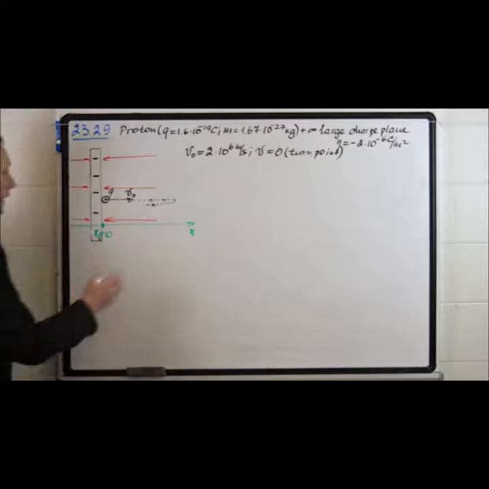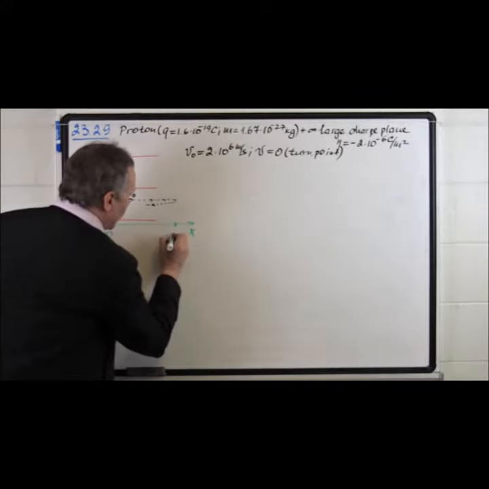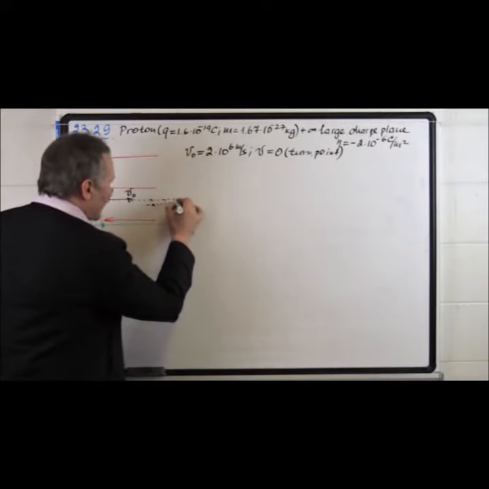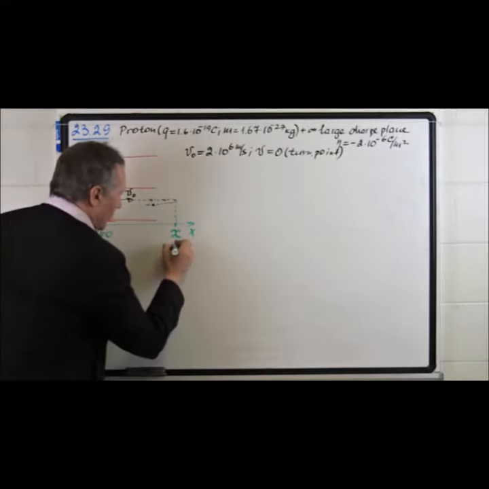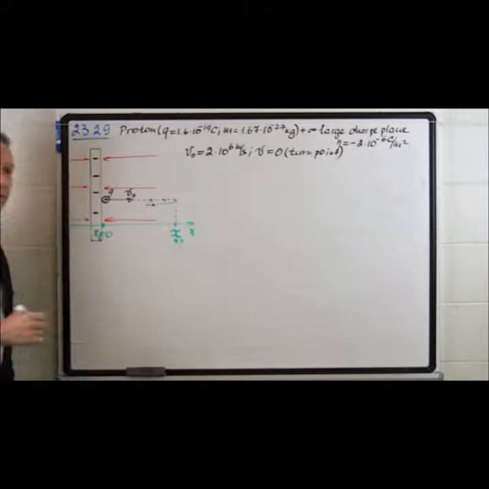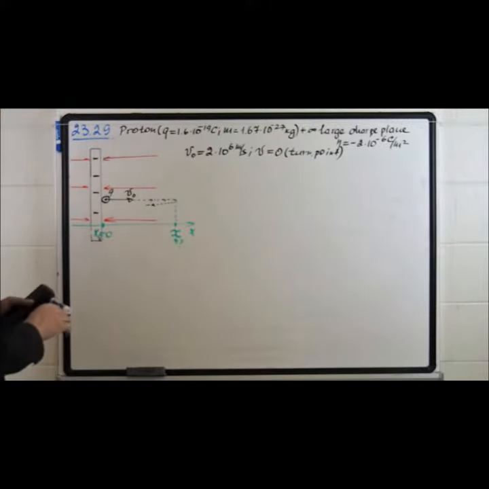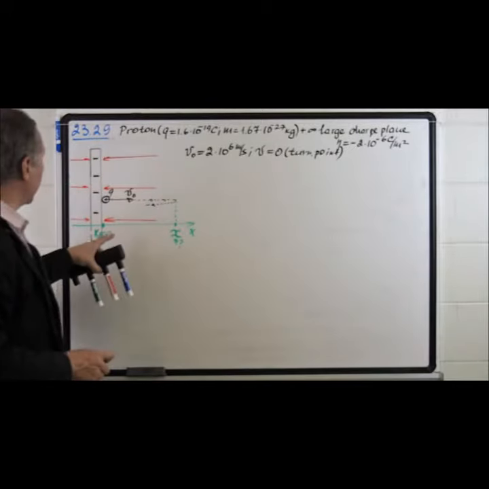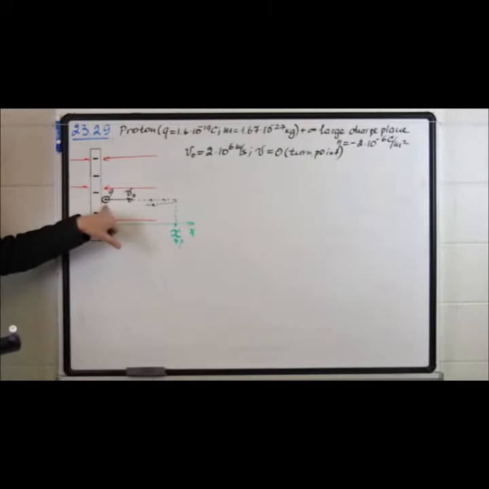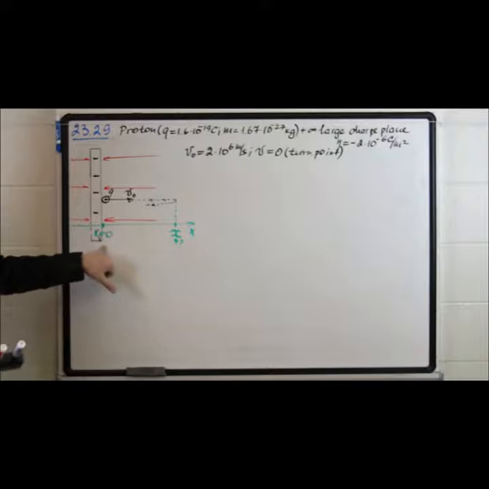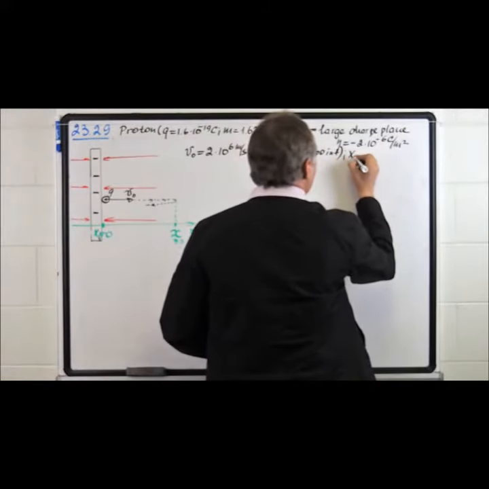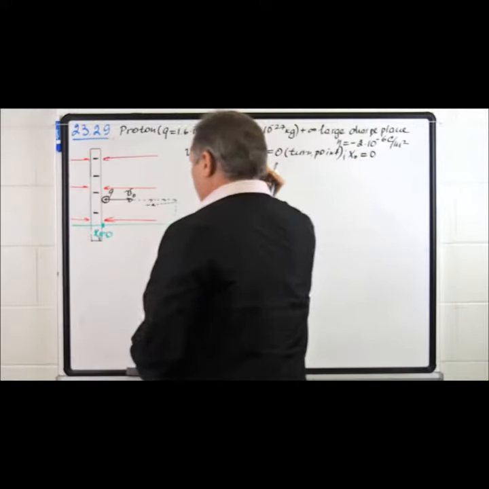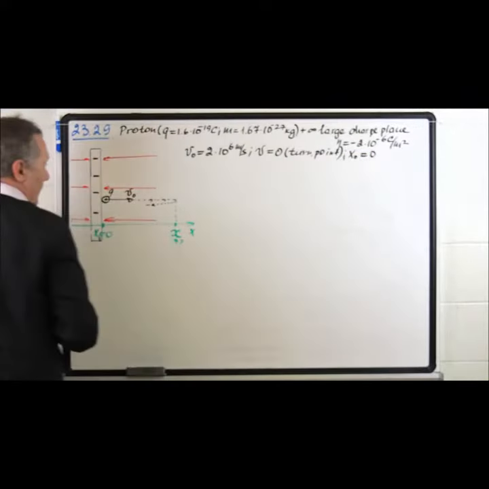And what do we have to find? We need to find this final position, this x. That's our question. That's what we need to find. I can also, as a result, write down that the initial position of the proton is 0, because that's where I position my origin. X naught equals 0.